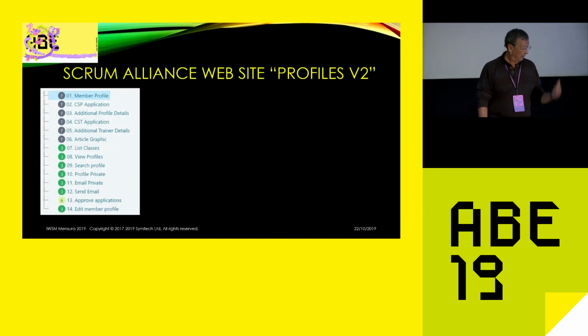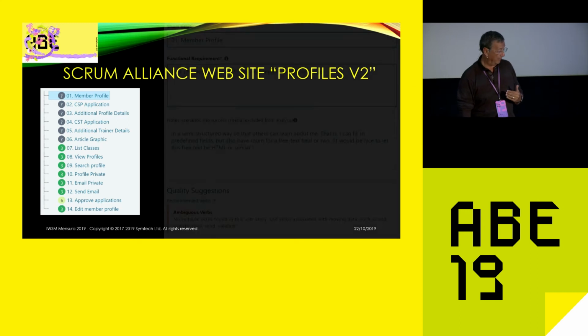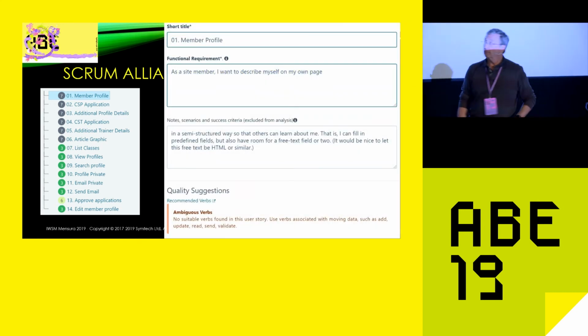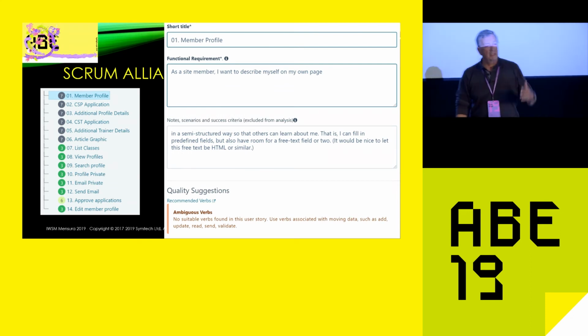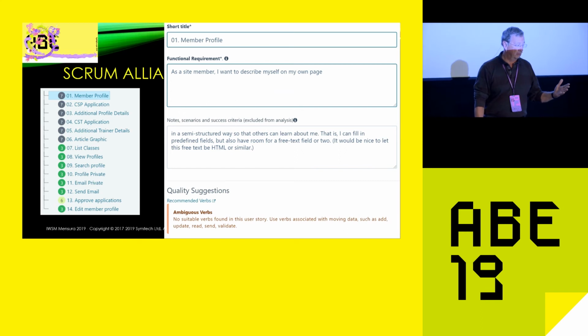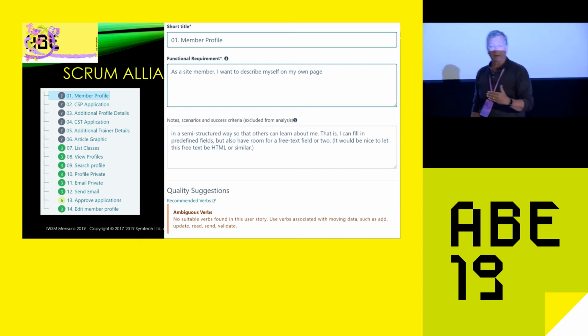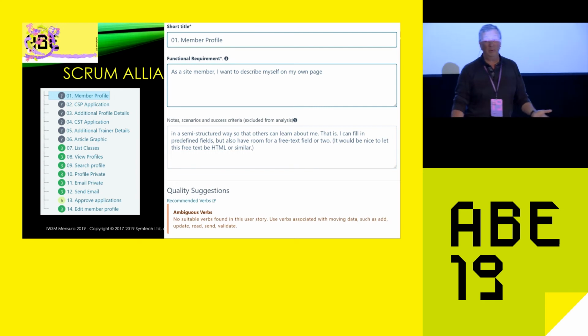Yeah, things are looking better, but number 1 is a problem. It can't actually analyze number 1. And this is number 1. It says, as a site member, I want to describe myself on my page. But this is supposed to be about profiles. This happens to be the very first one, and I think possibly the writer of this user story forgot what they were supposed to be writing about. So I thought, well, it's very simple. We just need to make it simpler.